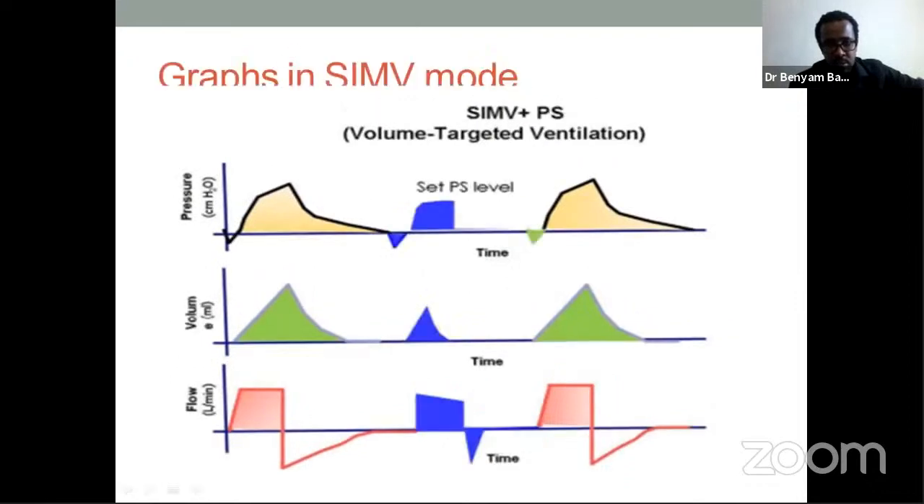And this one is pressure assisted because the patient, as you can see, initiated the negative pressure and there was a pressure support. Pressure support was given to a certain pressure, then expiration started.